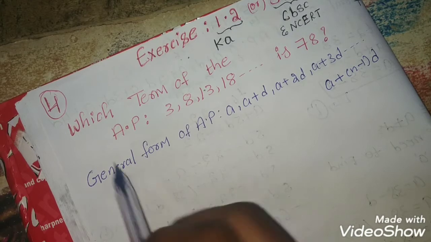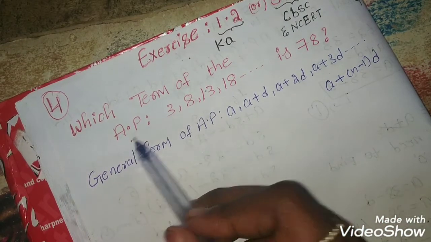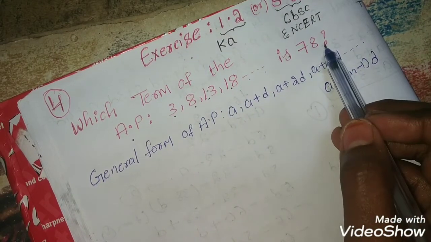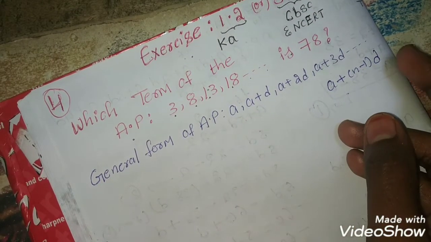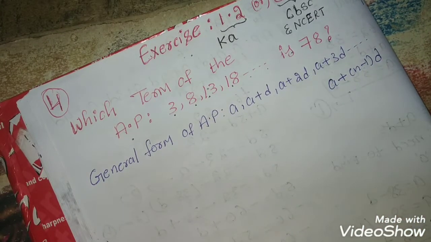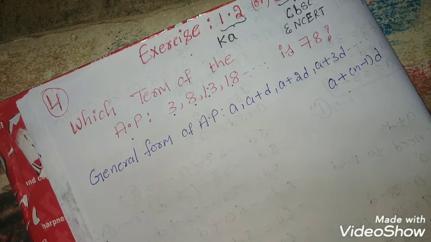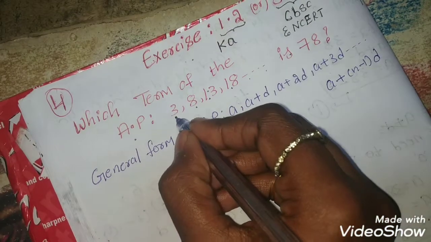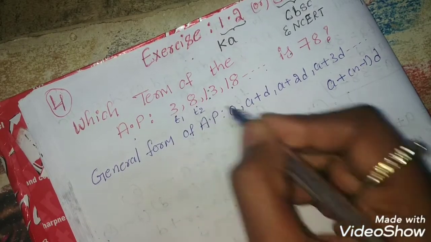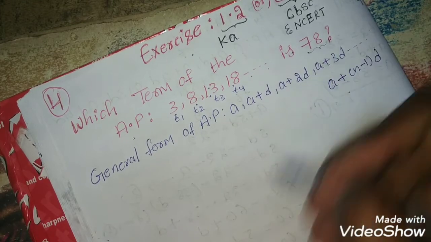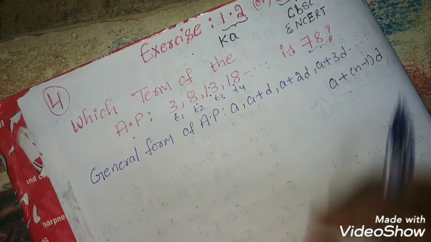What is given? Which term of the arithmetic progression 3, 8, 13, 18 and so on is 78? This is our question. 78 means which term it is. Actually, this is term 1, term 2, term 3 and term 4. But 78, which term is it? We need to find this.